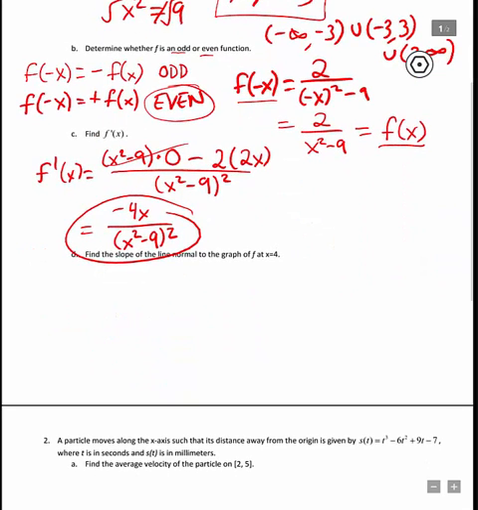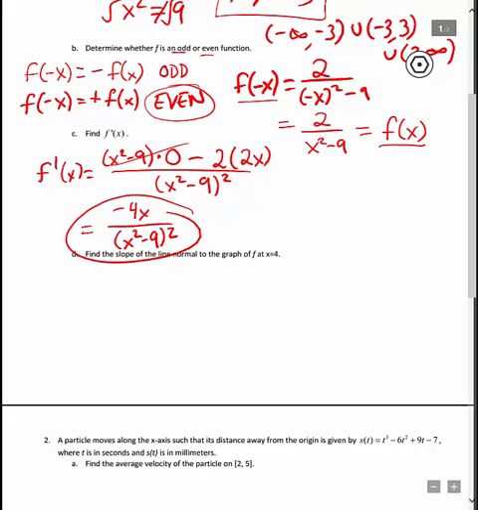Alright, then the last part says to find the slope of the line normal. That word normal is a key word here. So first we have to find the slope of the tangent line, and then the normal will be perpendicular to that. So we already did find the derivative, so then we just, at x equals 4, plug that in.